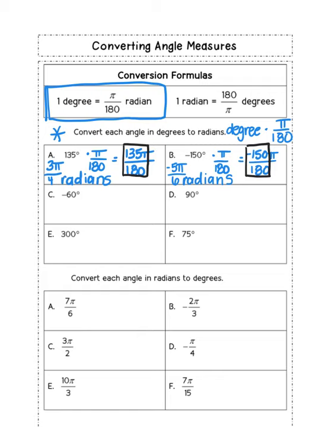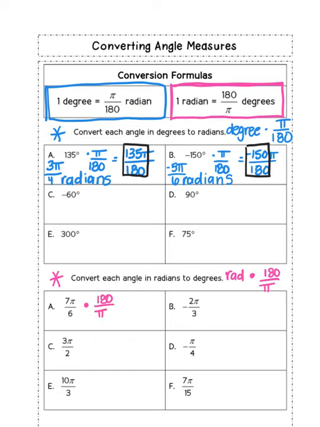Now, very similar process, but now we're going to take radians and convert them into degrees. If I'm going from radians back into degrees, then I'm going to flip that formula. So 1 radian equals 180 over pi degrees. Again, I would take my radian measurement that is given and multiply that by 180 over pi. Looking at example A in the next section, I have 7 pi over 6. I'm going to multiply that 7 pi over 6 times 180 over pi.